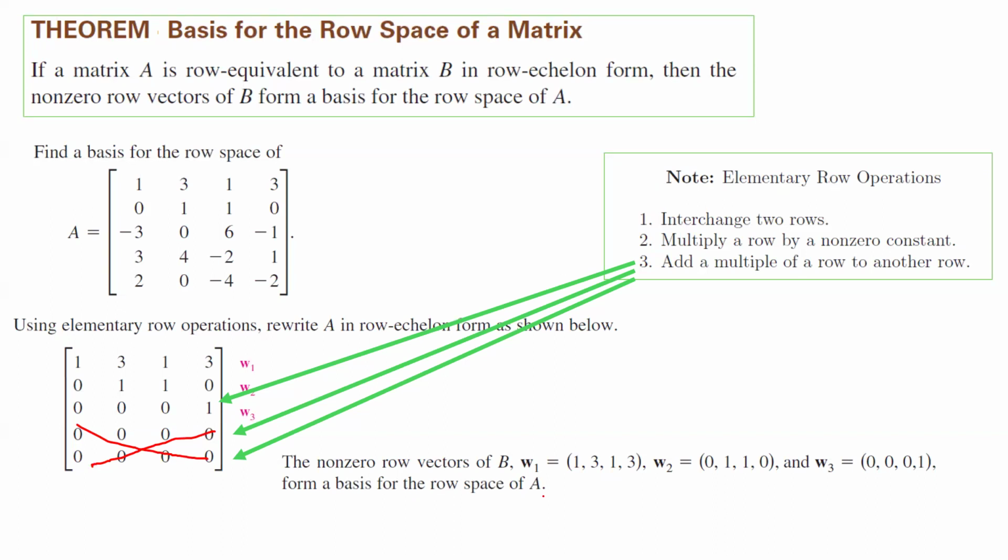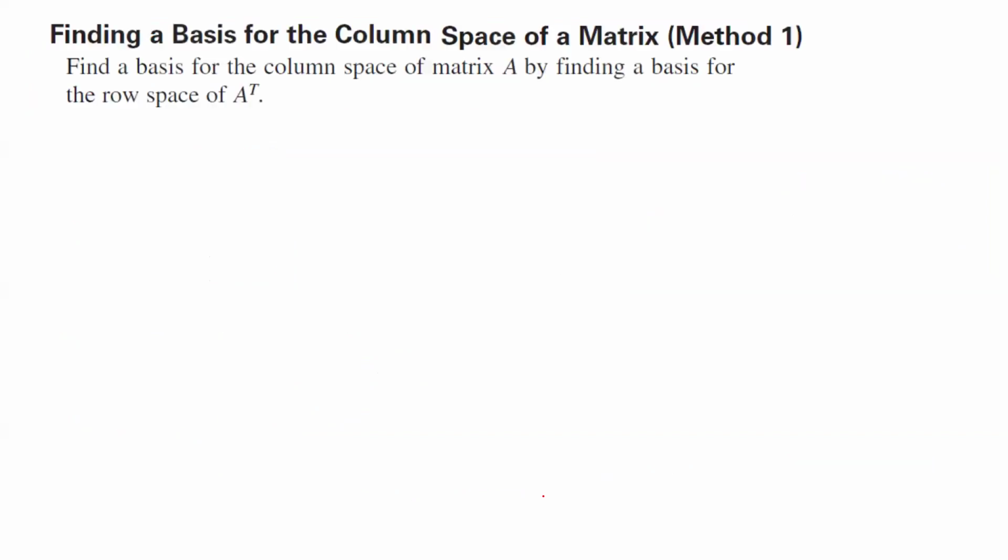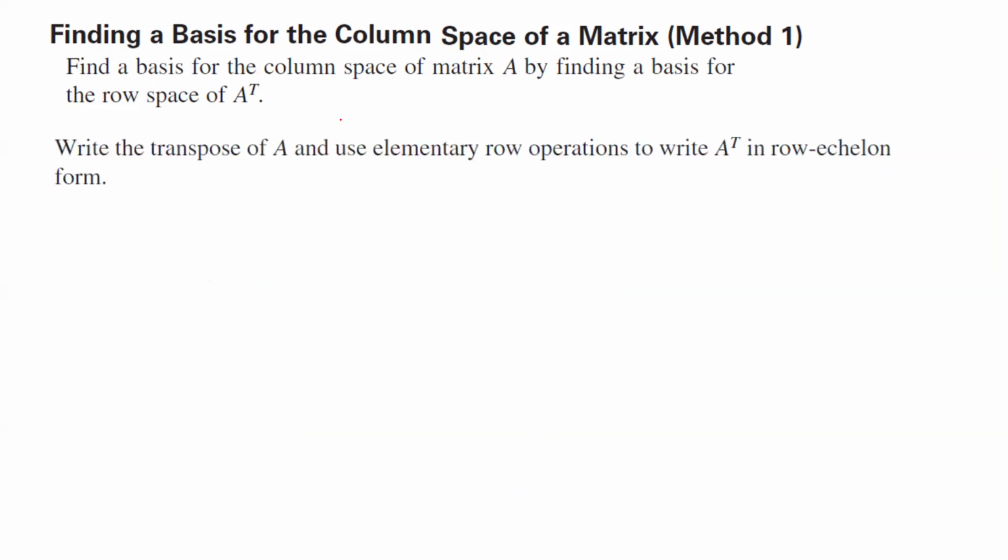Now I expect you to ask, what if we want to find the basis for the column space of the matrix? We're going to apply this method to find the basis for the column space of matrix A. Just need to find the basis for the row space of the transpose of A. Very good. It's not that difficult. So first, you're going to write down the transpose of the matrix and then apply elementary row operations to write the transpose in row echelon form.